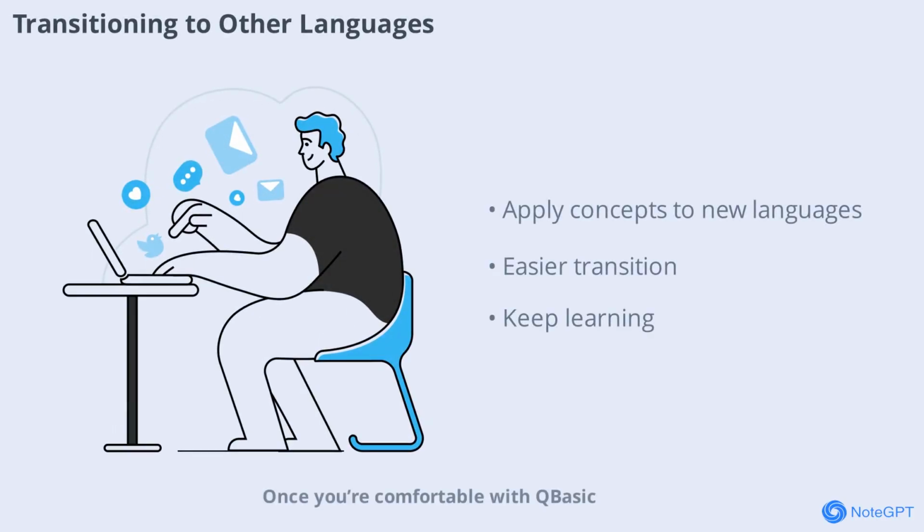Once you're comfortable with QBasic, you may want to explore other programming languages. Many concepts you learn in QBasic, such as variables, loops, and functions, are found in languages like Python, Java, and C++. Transitioning to a new language is easier when you have a solid foundation. QBasic prepares you for more advanced programming by teaching you the basics in a simple, accessible way. Don't be afraid to experiment and keep learning.